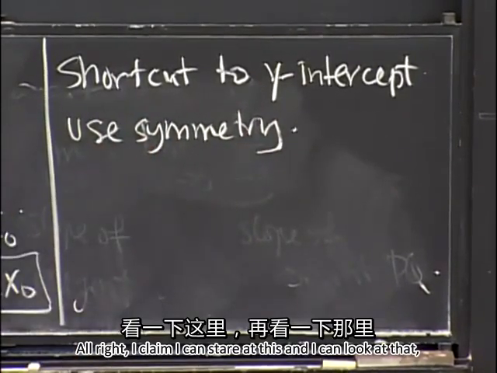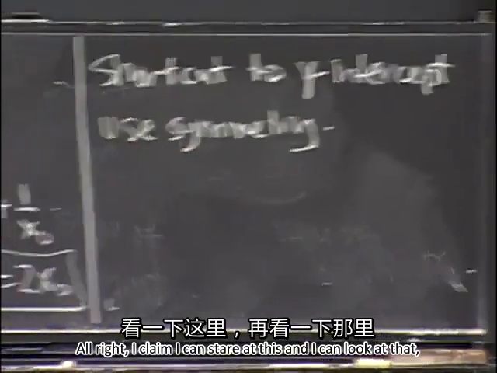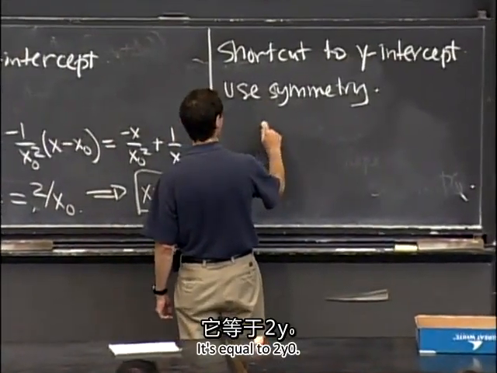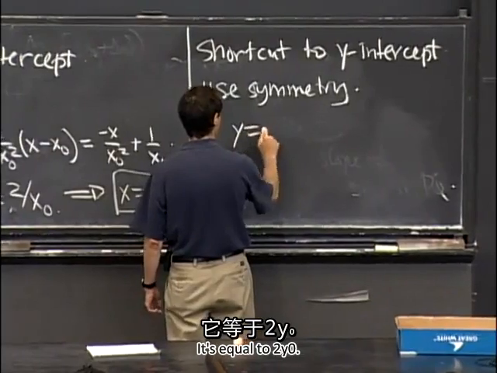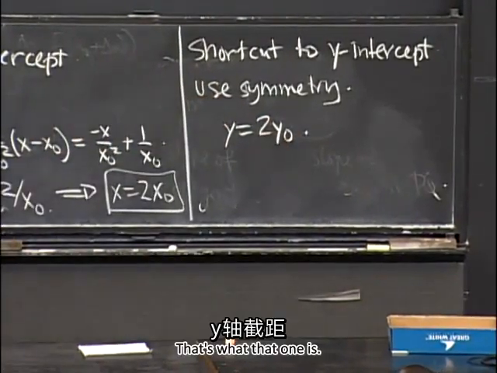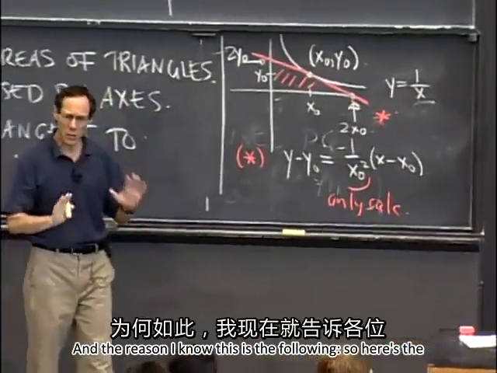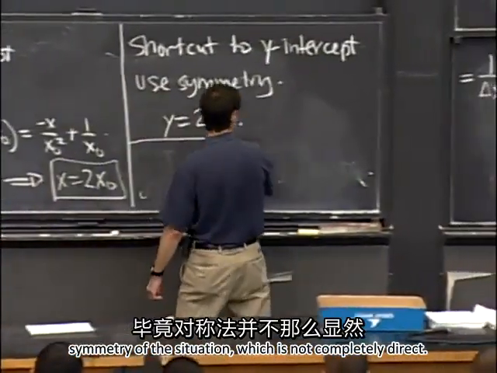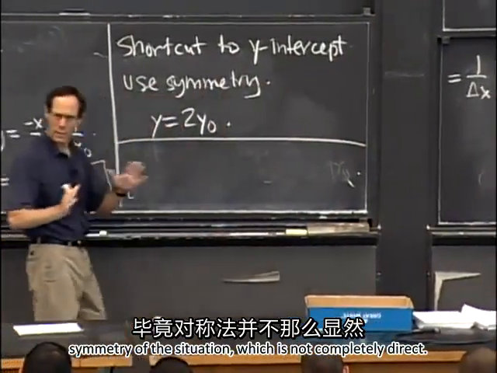All right, I claim I can stare at this, and I know the formula for the y-intercept. It's equal to 2y0. So this one is 2y0. And the reason I know this is the following. So here's the symmetry of the situation, which is not completely direct.